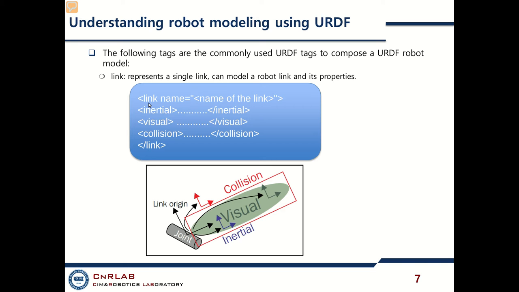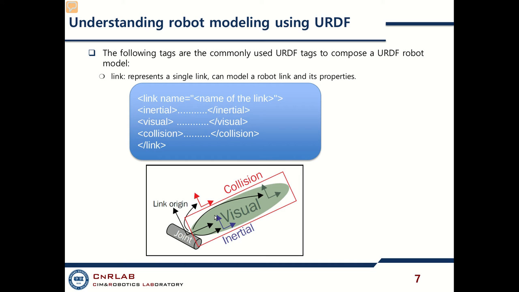The first thing is the link tag. The link tag represents a single link of a robot. Using this tag, we can model a robot link and its properties. The modeling includes size, shape, color, and can even import a 3D mesh to represent the robot link. We can also provide dynamic properties of the link, such as inertial matrix and collision properties.